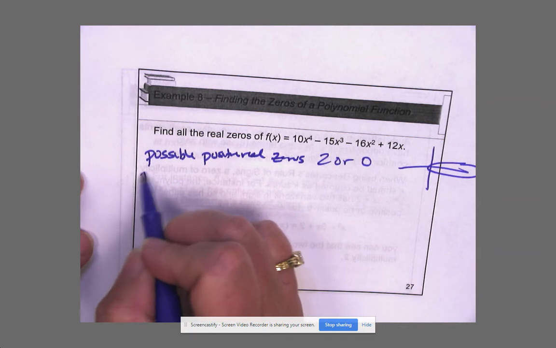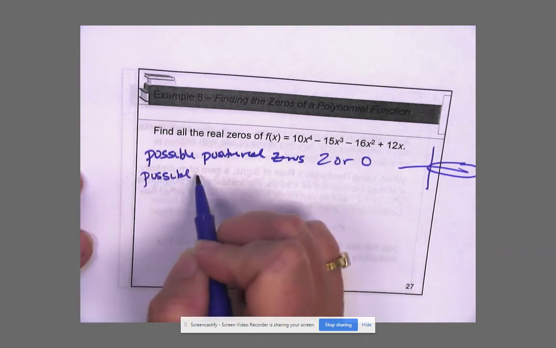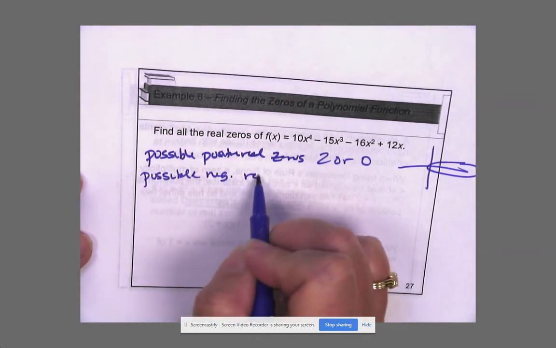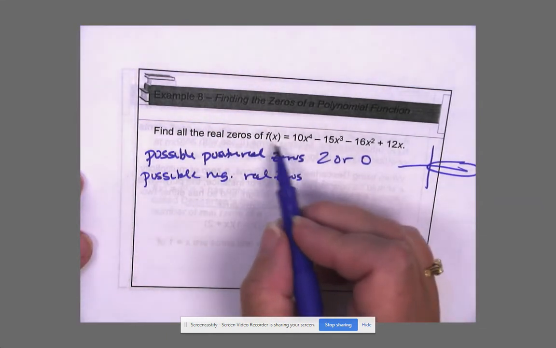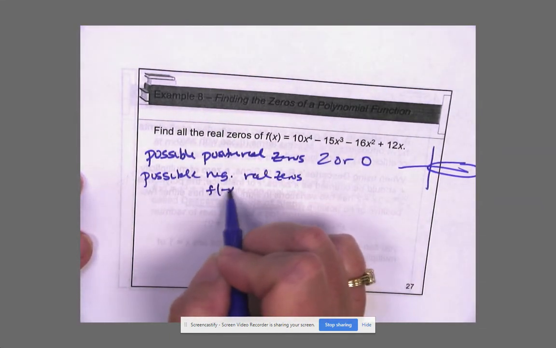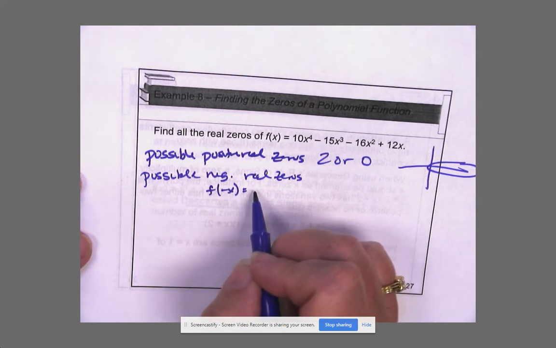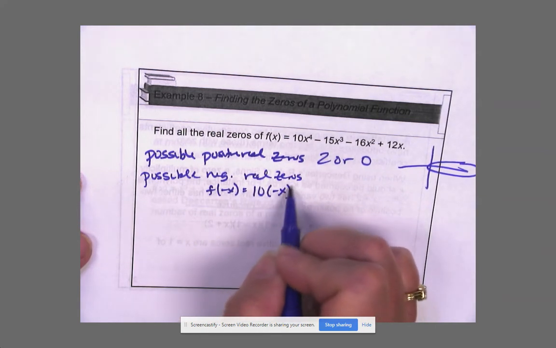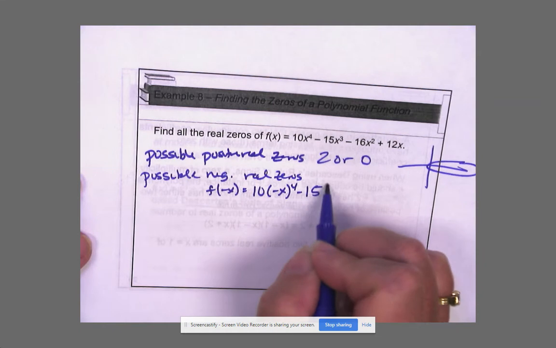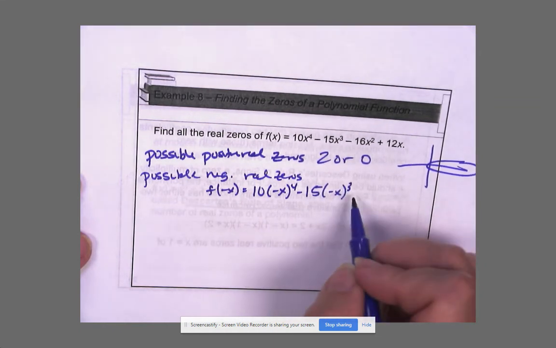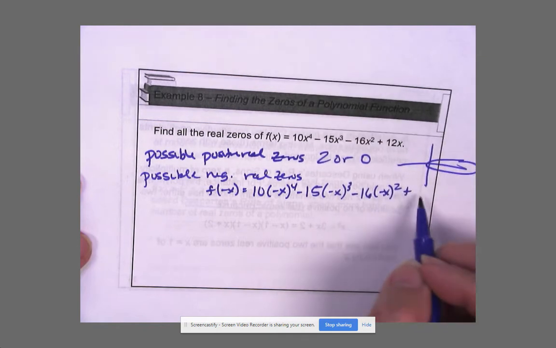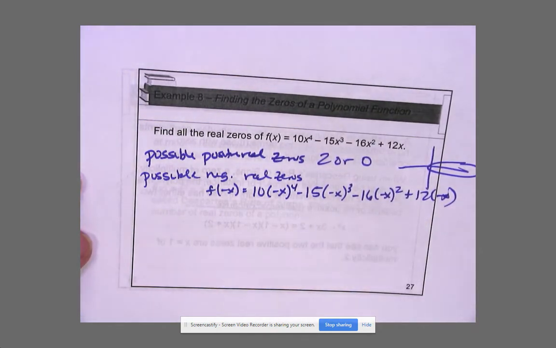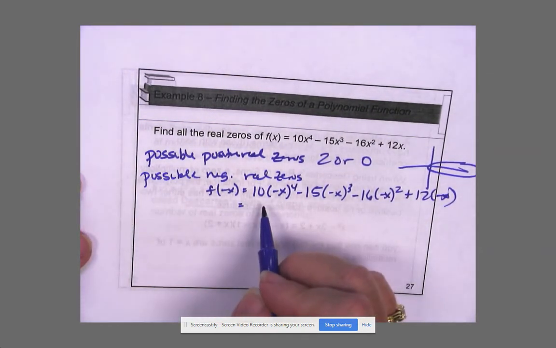Then it says possible negative real zeros. Okay, so what does that mean? Well, I have to plug in a negative x. If I plug in a negative x, what's that going to give me? 10 negative x to the fourth minus 15 negative x cubed minus 16 negative x squared plus 12 times negative x. So what would that give me? 10x to the fourth? Yes.